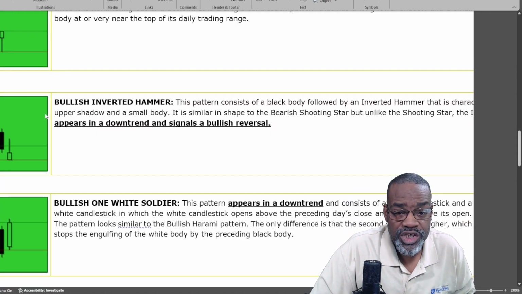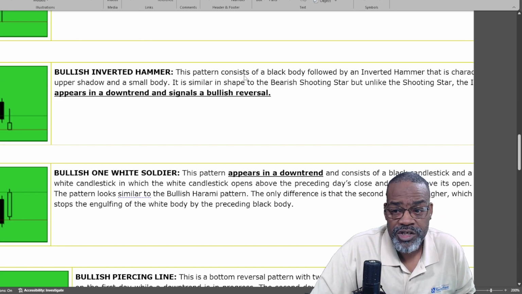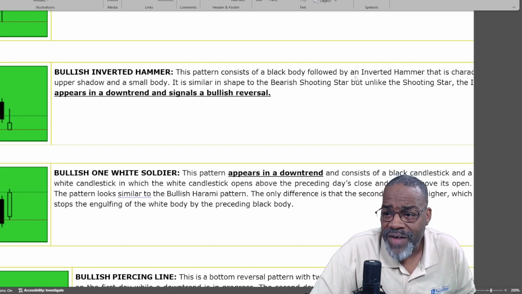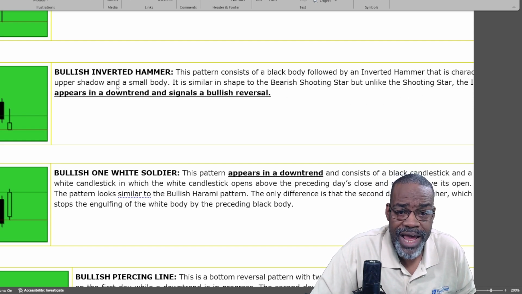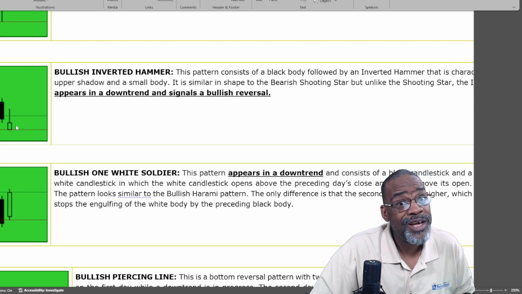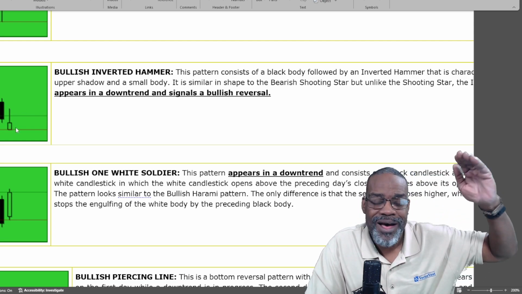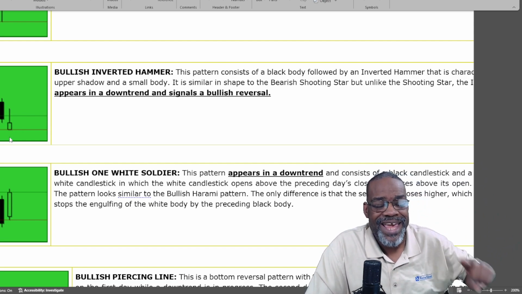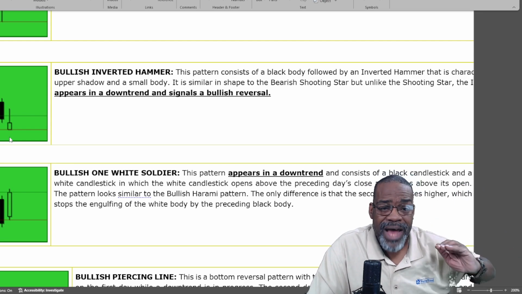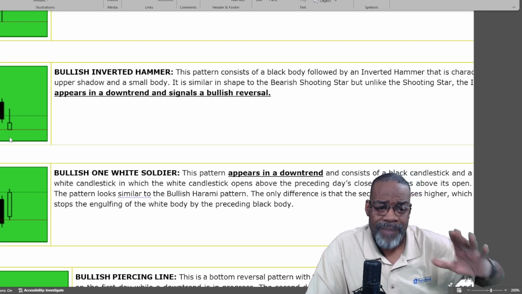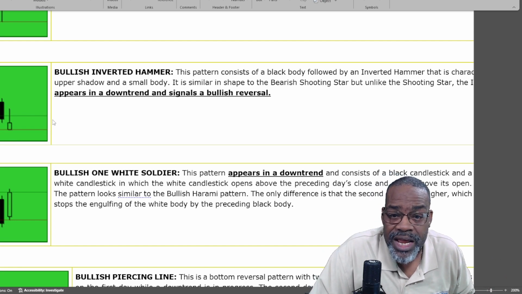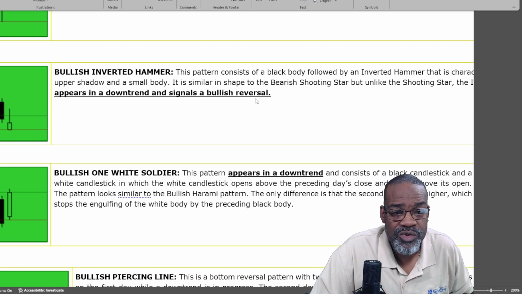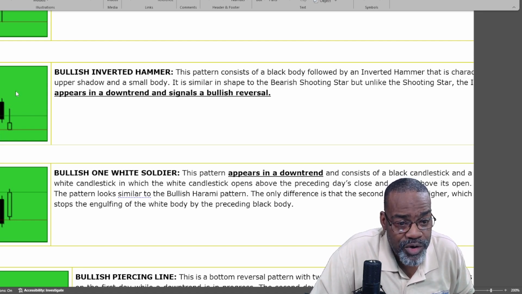All right. Bullish inverted hammer. This pattern consists of a black body, in our case a red body, followed by an inverted hammer that has got an upper shadow and a small body. Sort of almost like a shooting star, but that's normally found at the top of a candlestick pattern as well. So understanding where these candlesticks fall, whether at the top of a trend or at the bottom of a trend, really puts an emphasis on how bullish or bearish it is. Now, this appears in a downtrend and signals a bullish reversal. Downtrend, we've got an inverted hammer, boom, goes up.